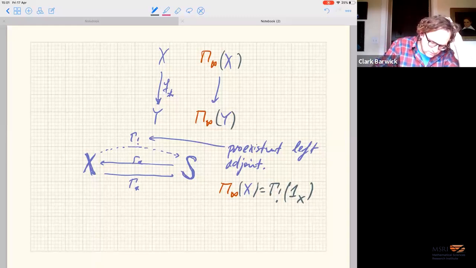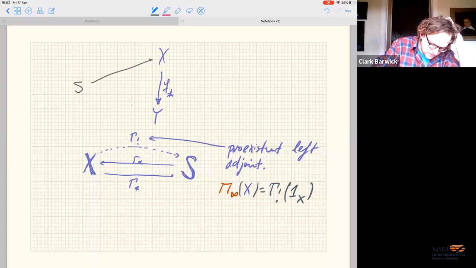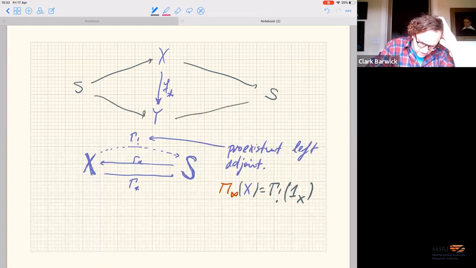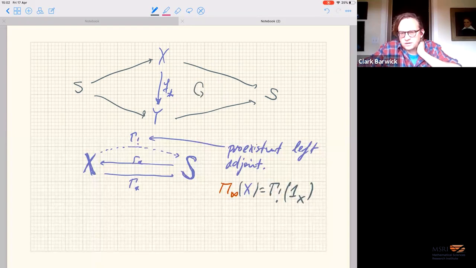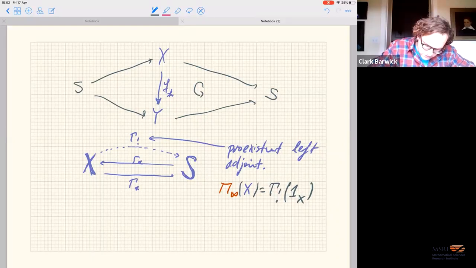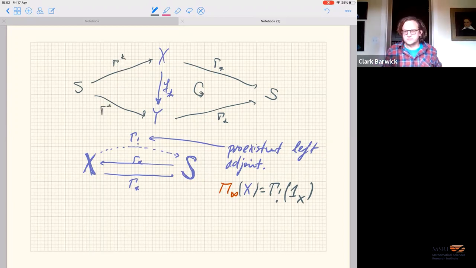Okay, maybe I can do this differently. Maybe it'll help. So I have a pro object, which I'm getting by going like this and then like this. Now this part of the diagram just commutes, right? Are you with me? Yeah, I'm following. This part of the diagram just commutes because it's just pushed forward, so there's nothing happening here. So the question is, what happens on the other side? What happens if I look at the constant sheaf and I push it forward and I look at the constant sheaf?